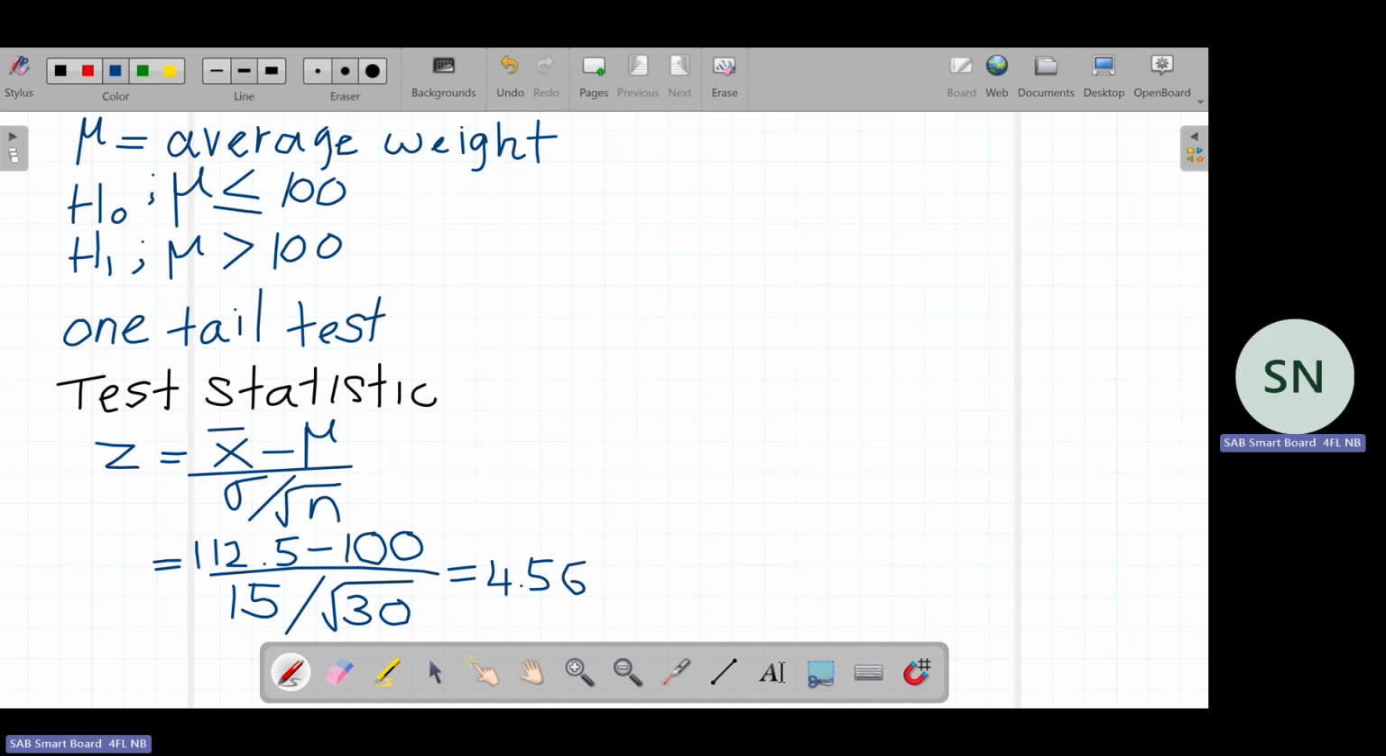This value we call the test statistic. This statistic we use to test in part. Understood? Okay. Now, using all the numbers in this scenario, we get 4.56. Understood? Okay. Then after that, we move into the testing part.